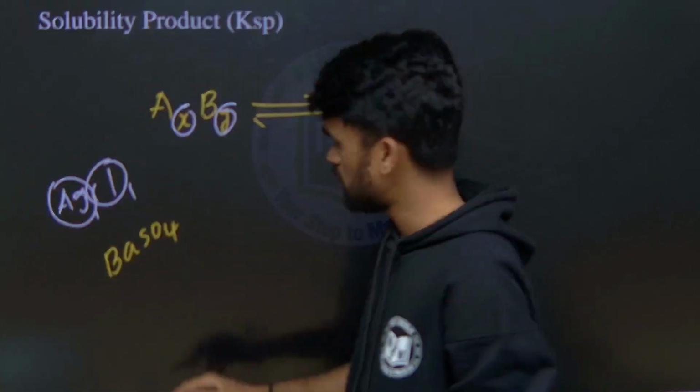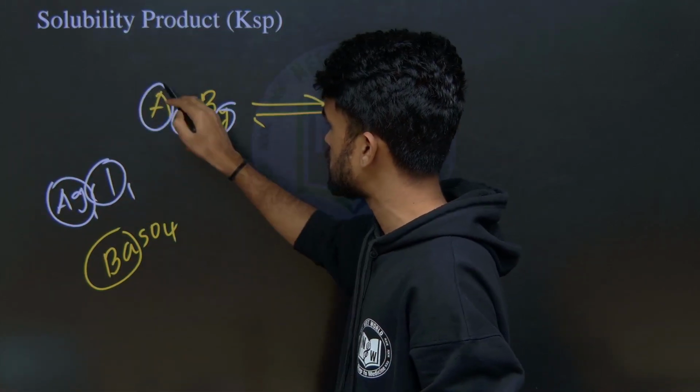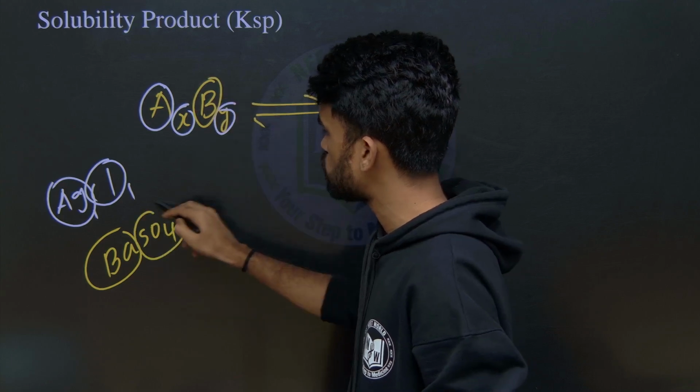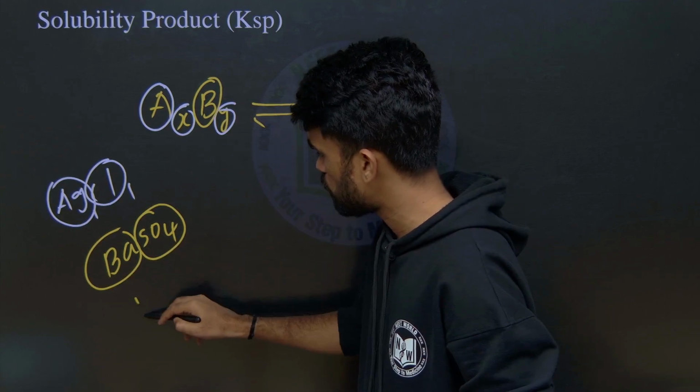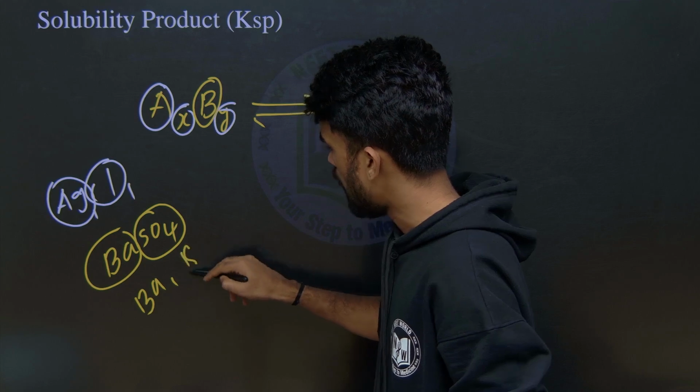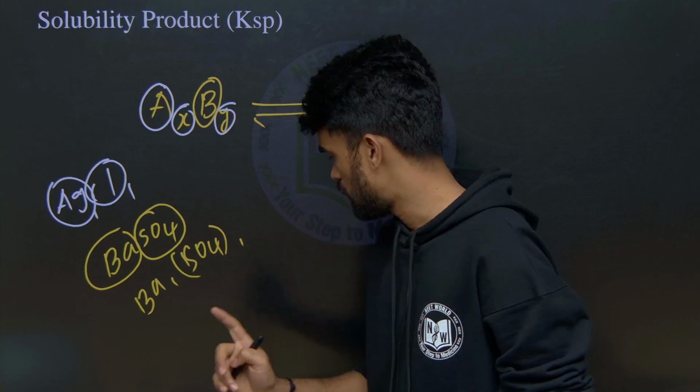See, why am I writing this salt like this? For example, I have a salt AgCl. What is the A here? Our silver. What is our B? Chlorine. What are the X and Y values? Both are 1, 1. Now I am writing one more salt here, BaSO4. This is barium cation, 1. So A represents the cation, B represents the anion. Our B is sulfate. So the number of cations we have is 1 cation and 1 anion. So the X and Y values are 1 and 1 in this case.